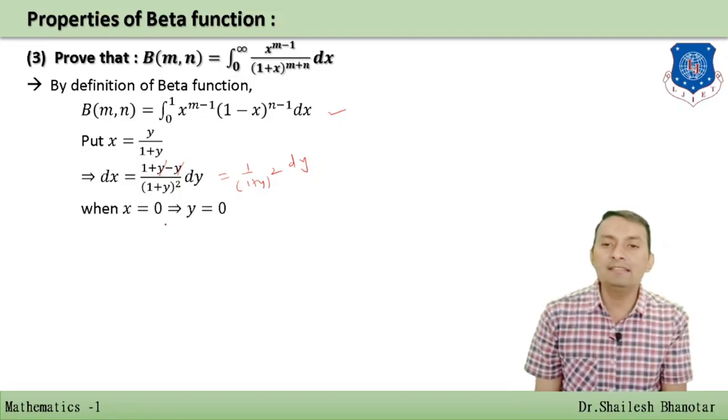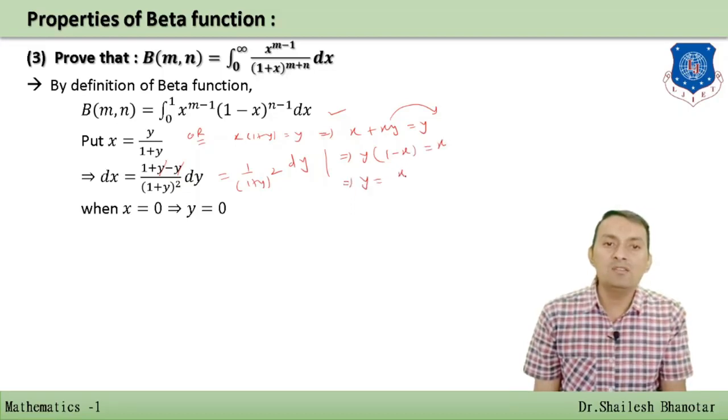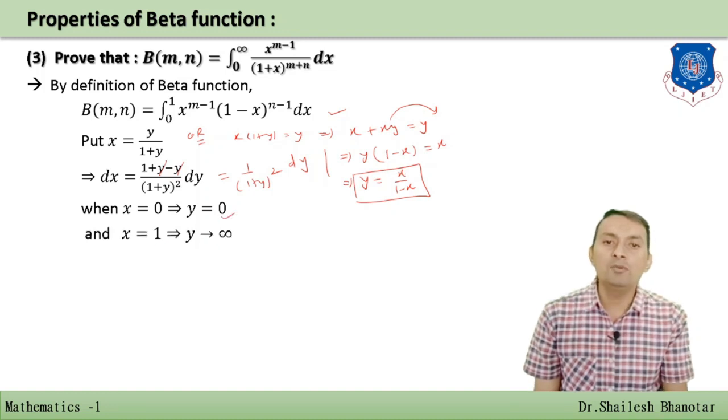When x is equal to 0, y must be exactly 0. Otherwise, this form you can also write as x into (1 plus y) is equal to y. So x plus xy is equal to y. When you make y the subject, taking the term on the right hand side, I will get x is equal to y into (1 minus x). So from this we get y is equal to x divided by 1 minus x. Now when we put x equal to 0, I will get y equal to 0. But when we put x equal to 1, the denominator is going to be 0, so y tends to infinity.